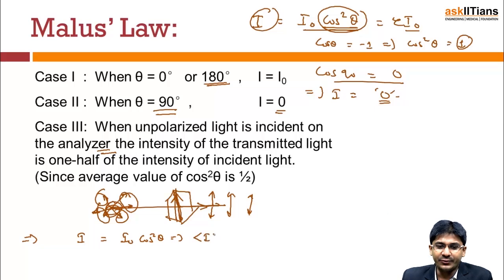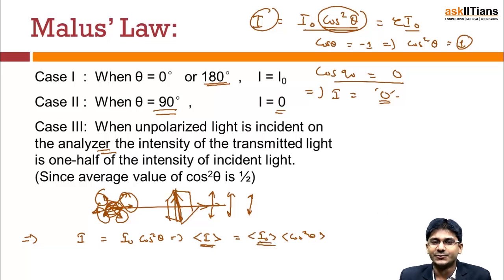What is the average value of intensity? Since the intensity will be changing because it has electric field along all the directions, the average value will be the average value of I naught times the average value of cos square theta. Now I naught is a constant, so if you have a constant value, what will be its average value? It will be the same.